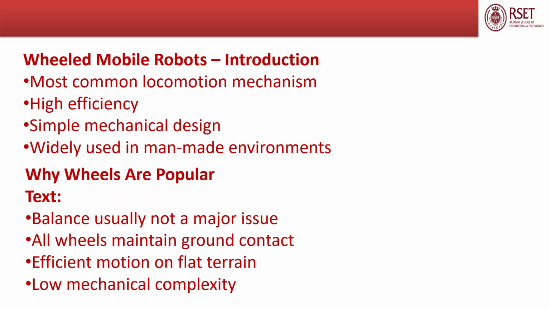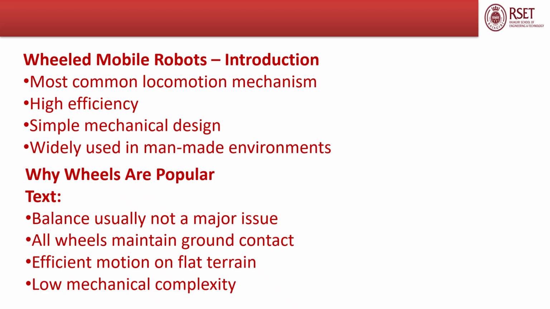Why are wheels popular? Wheels are one of the earliest and most efficient mechanisms developed for locomotion. In mobile robotics, wheels are popular because they eliminate the need for complex balance control. Since all wheels typically remain in contact with the ground, the robot does not have to constantly adjust its center of gravity, unlike leg robots.